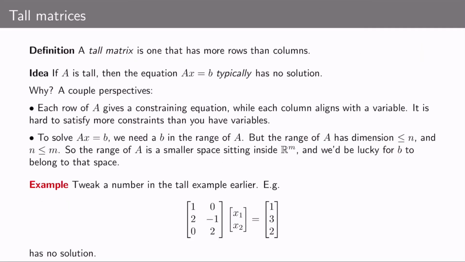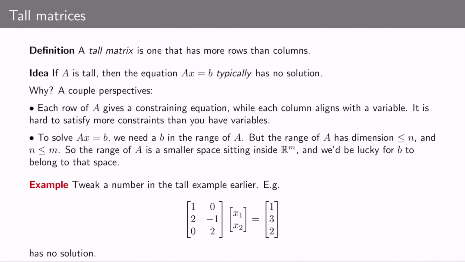Before we discuss this heuristic or guideline that's going to tell us which of the 3 possibilities we might expect, I want to talk about tall matrices and wide matrices. A tall matrix is one that is tall, so it has more rows than it has columns. Now, here is the heuristic for a tall matrix. If A is tall, then we can expect, typically speaking, that Ax equals b has no solution.